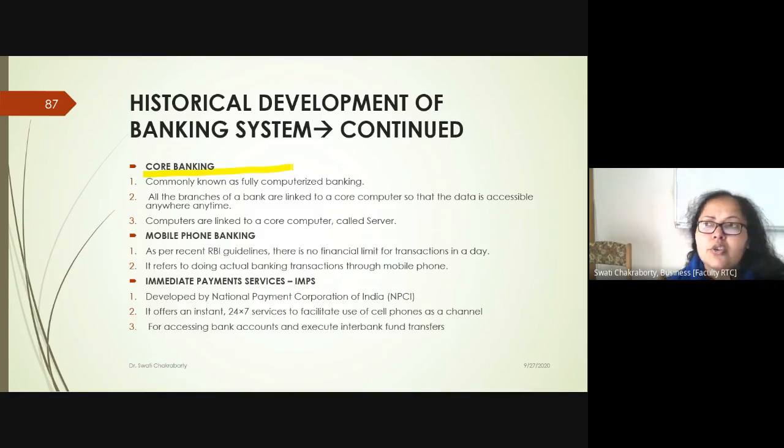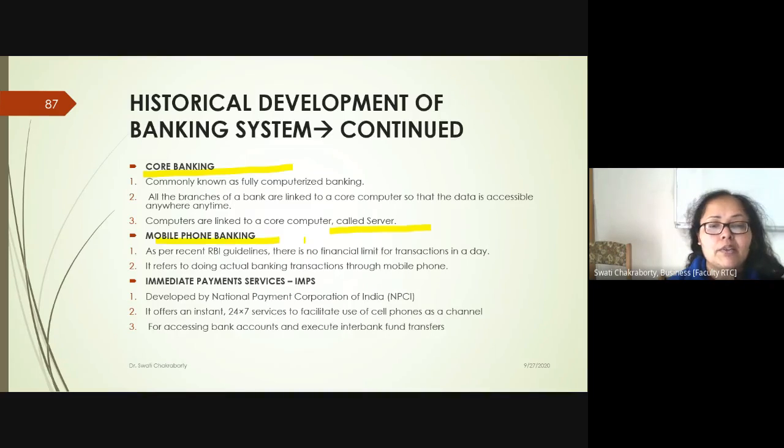So what happens, you don't have to go to your own branch to deposit money. You can deposit money to any of the branches, and you can withdraw money from any of the branches of the same bank, right? Because the computers are all linked to a core computer called the server.